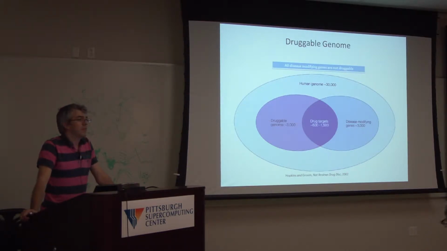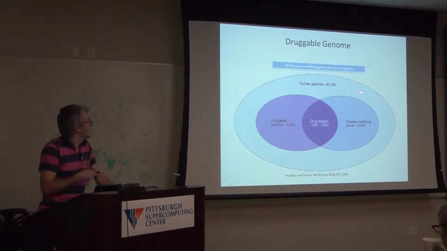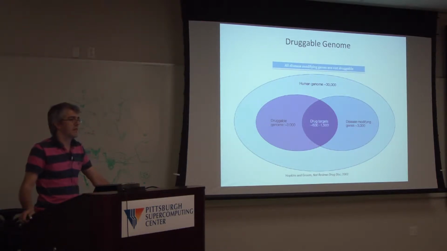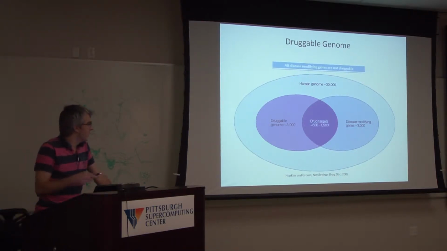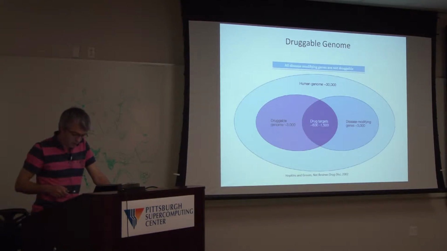What do we know about the druggability of the genome? We know that there are 30,000 or fewer genes in the human genome, and it is predicted that only 3,000 of these genes are druggable. It's also predicted that there are about 3,000 genes that are involved in human diseases and that they modify diseases. And only a subset of these disease-modifying genes and druggable genes are drug targets. So, if you want to pick a target, you would like it to be here.